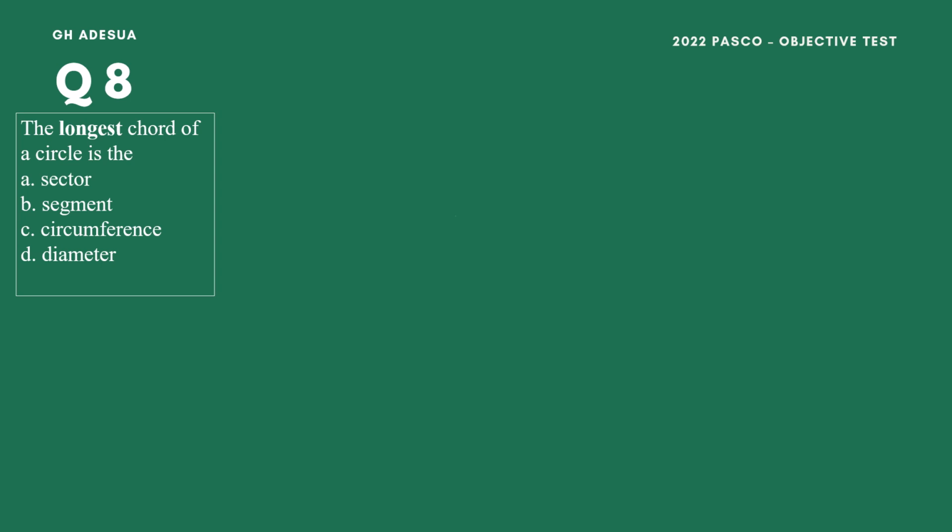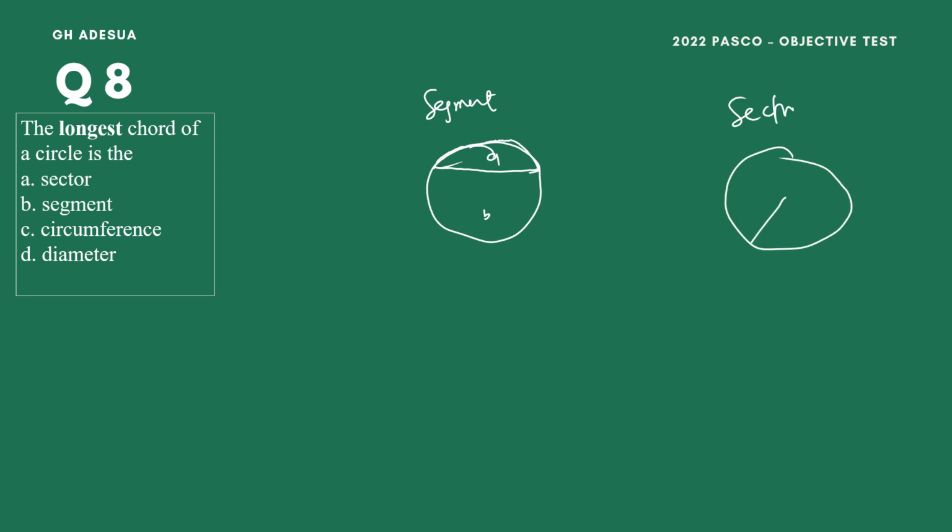About the segment, if we have a circle where a point connects to the other, that is a chord and its arc. This point A and point B are called the segment. So you have the minor and the major segment. Whereas the sector has to do with two radii and its arc. Whereas a segment is a chord.